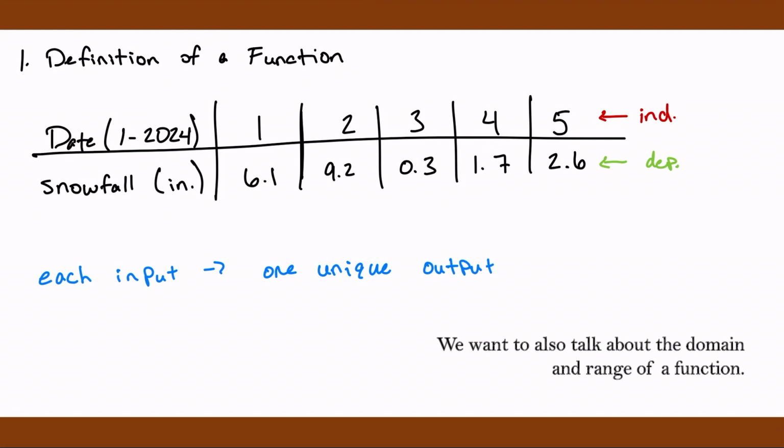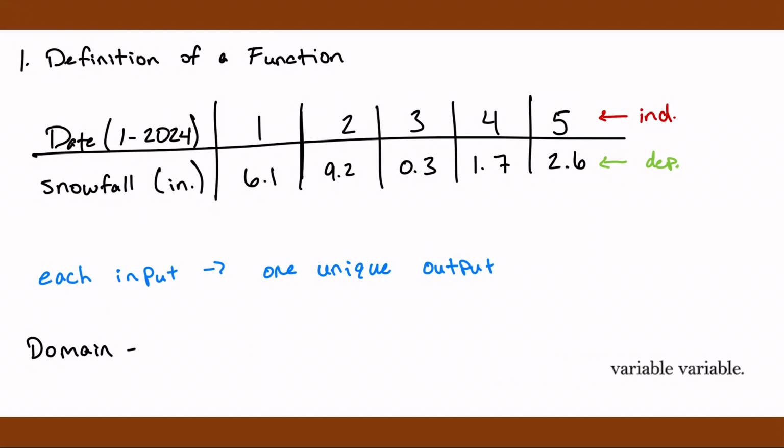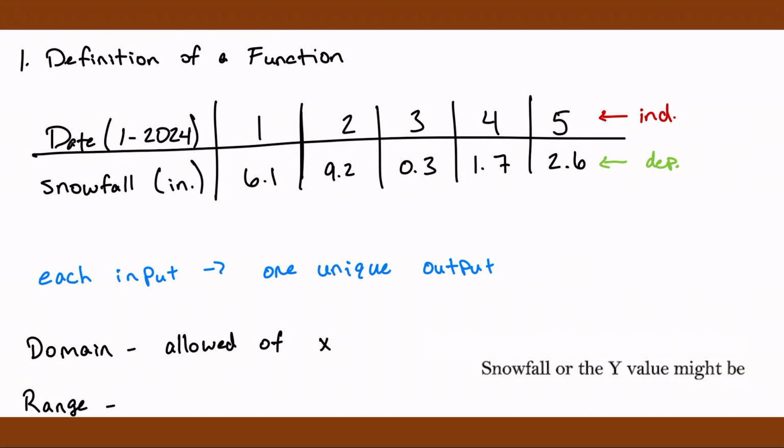We want to also talk about the domain and range of a function. So the domain is simply all the allowed values of the independent variable, so the allowed values of x is what we usually think about it. And the range is just the allowed values of the other thing, snowfall, or the y value. Might be a little easier to think of it that way.